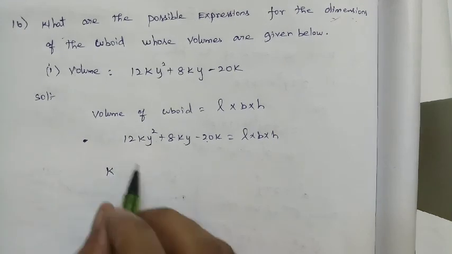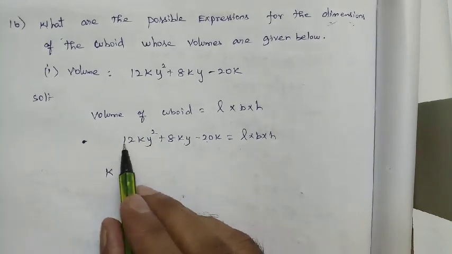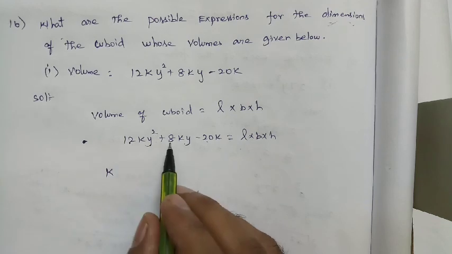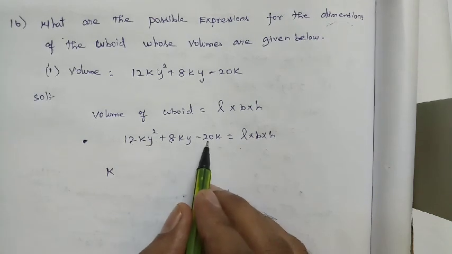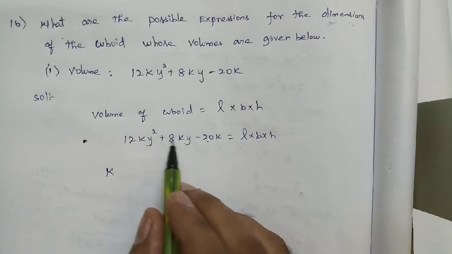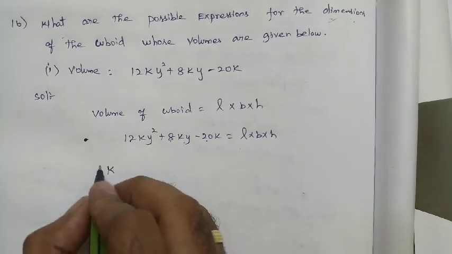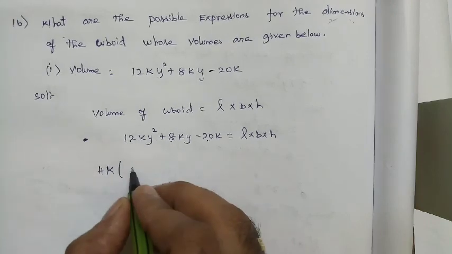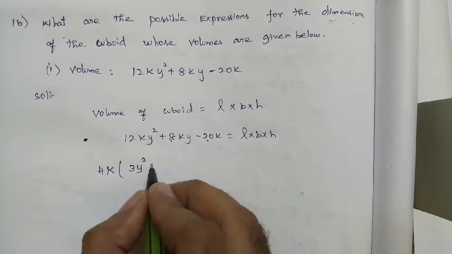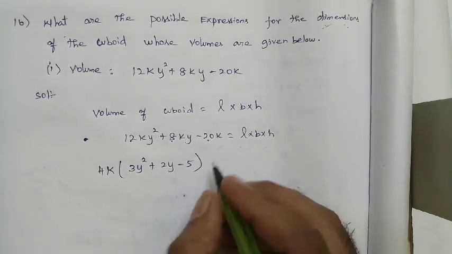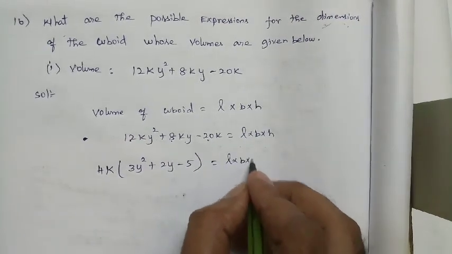So what is the remaining? Not only K. See that 4 multiples are also common, right? 4 3s are 12, 4 2s are 8, 4 5s are 20. In all the 3 terms, we have 4 multiples, right? So 4 also is a common term. Just take 4 also outside, 4k. So what is the remaining? 3y² + 2y − 5, is equal to L into B into H, right?